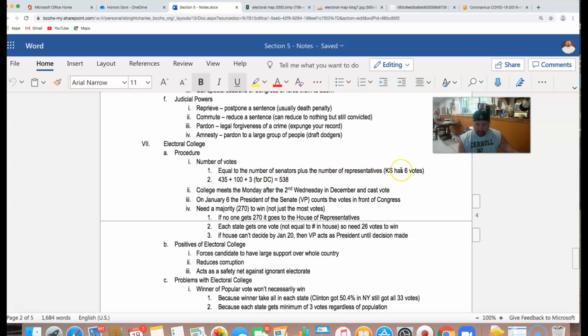Okay, so you guys remember this, the equal number of votes: senators plus representatives. We have 4 members of the House based on population in Kansas, and 2 senators. We have 6 electoral college votes. So there's 435 plus 100 plus 3 for DC. Remember the 23rd Amendment, 538. In order to win, how many do you need? 270. If nobody gets a majority, we'll talk about what happens there. The college meets the Monday after the second Wednesday in December. The election is on the first Tuesday after the first Monday in November on even-numbered years, every 4 years.